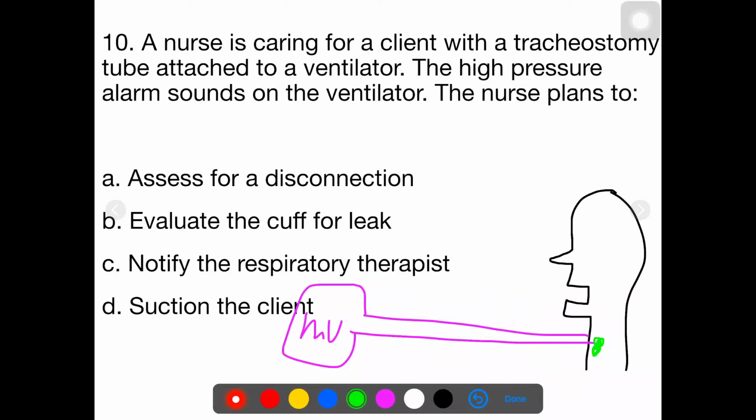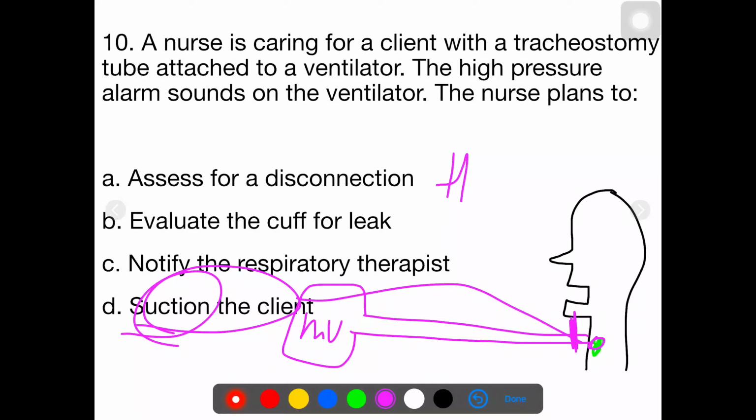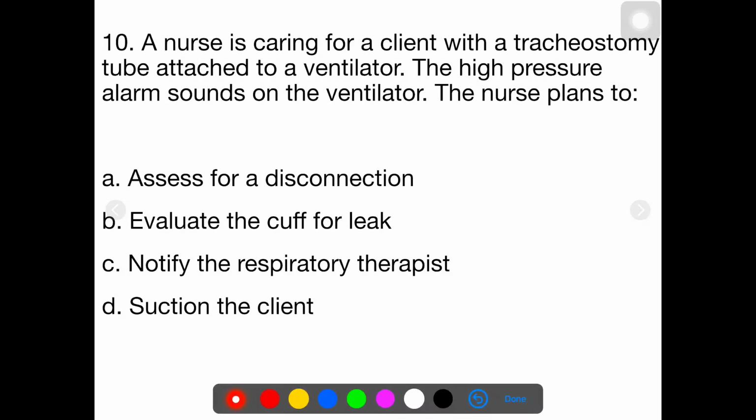So what shall the nurse do? You may remove the tracheostomy tube temporarily and suction the client to remove the obstruction there. That can be a mucus plug or hardened secretions of the patient. But before suctioning the patient, make sure you oxygenate the patient before and after suctioning. So that is our question for today. Again, the answer will be letter D, suction the client.